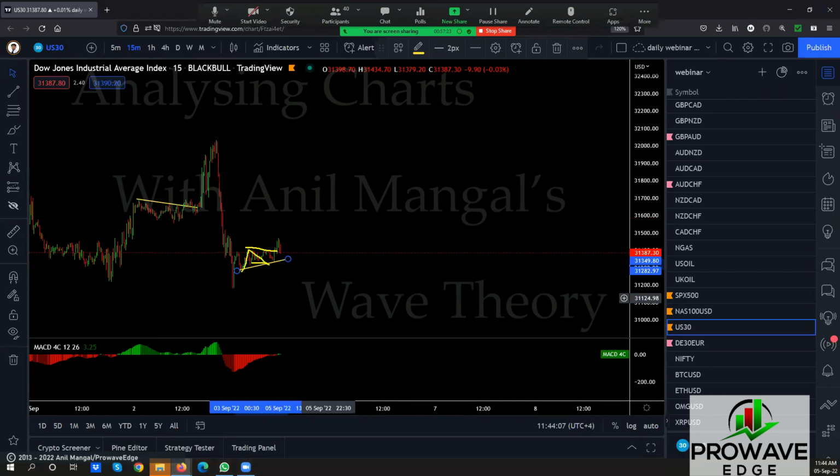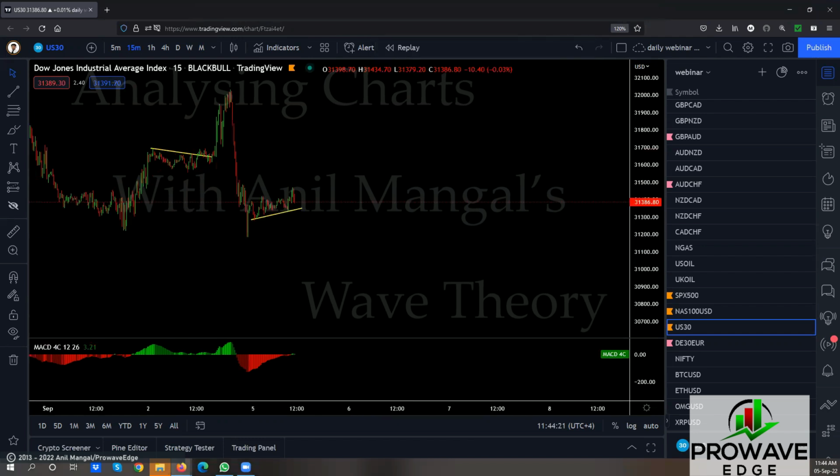So this is 1, 2, 3. So it has to come down back and go back up, and then we'll put the entry here for the sell. See, pretty simple. So let's see how this behaves. We don't have a buy setup here.